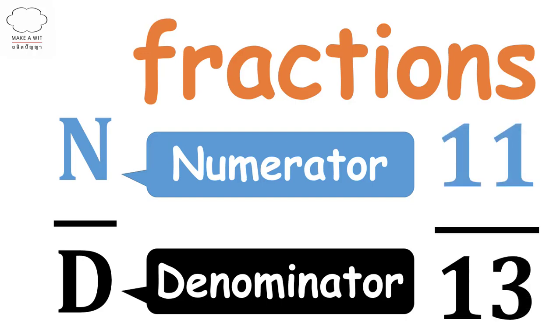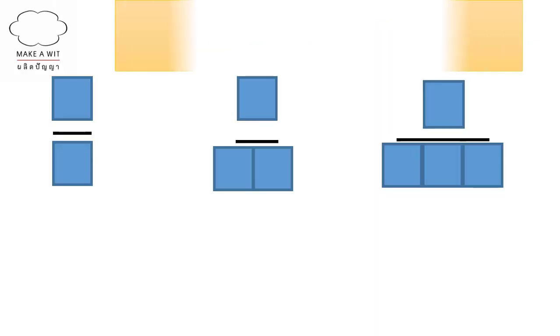Okay, to make it clearer, look at this number, 11 over 13. You can see the difference in color. The first color is blue. Number 11 is blue and number 13 is black. Oh, number 11 is the same color as the numerator. So number 11 is the numerator and number 13 is the denominator. Very good.